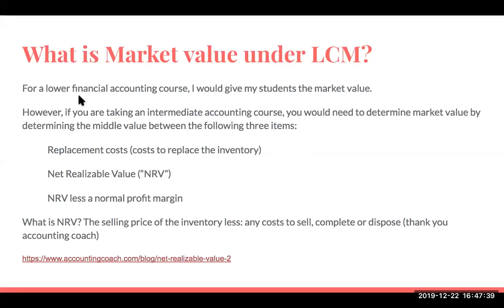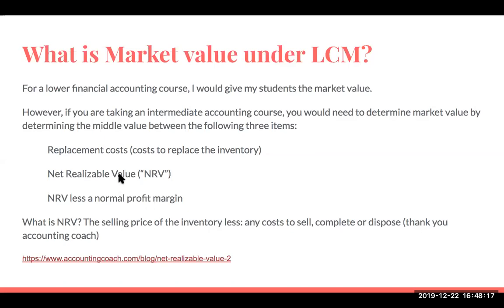However, if you're taking an intermediate accounting course, market becomes a little bit more tricky. When you're looking at market, you have to determine that market value by looking at the middle value between the following three items. How do we define market? It is the middle value of replacement cost, the net realizable value, and then the net realizable value minus a normal profit margin. Whatever the middle of these values is going to be your market value.